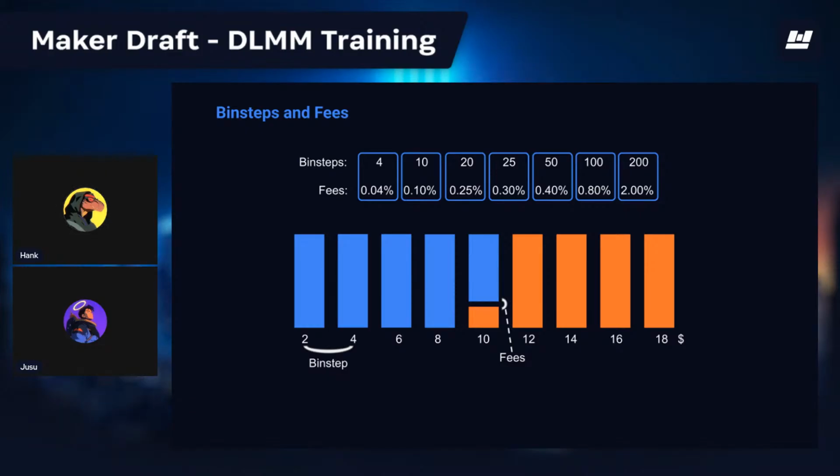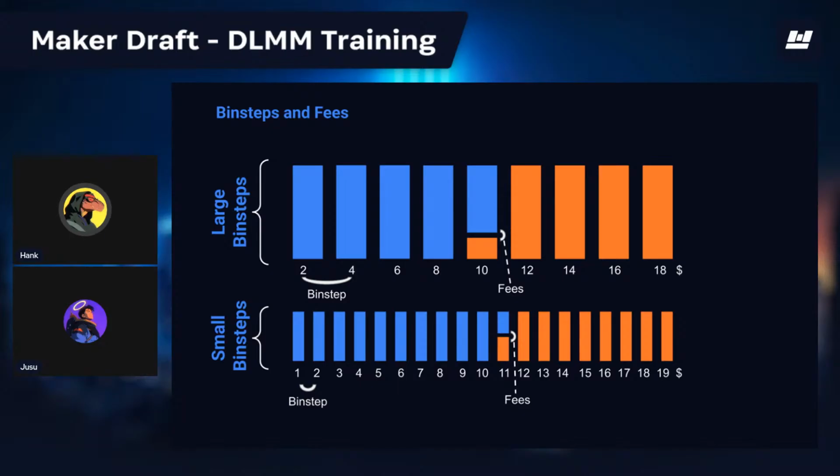Now, just for you to know, with bin steps, 100 basis points is 1%. That means the price would move from one bin to the next by 1%. This is a way to evaluate this number, and I think it's always easy to remember: 100 is 1% up and down, and then you can work from there accordingly.